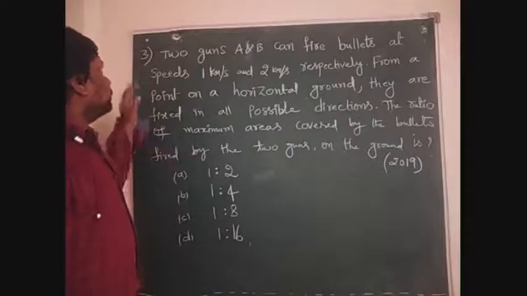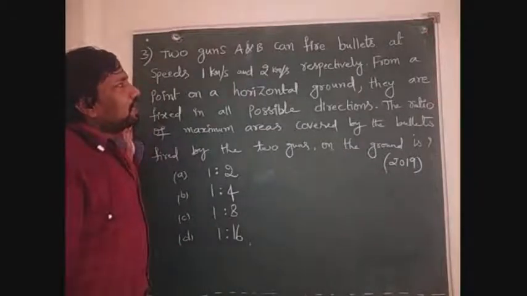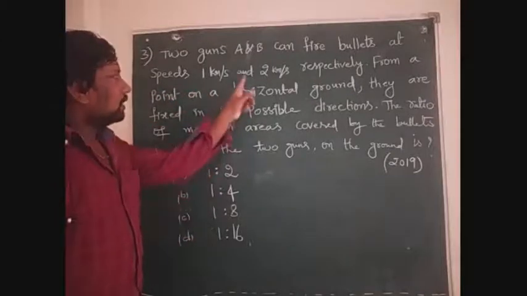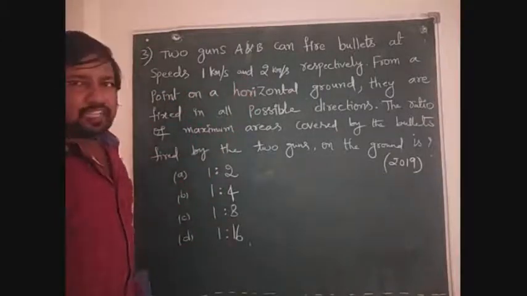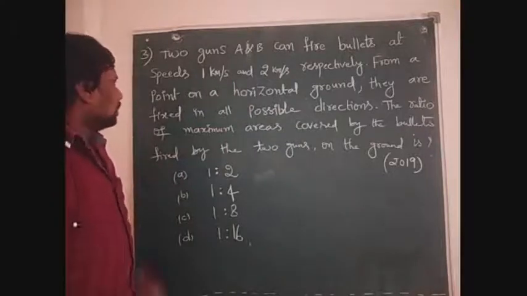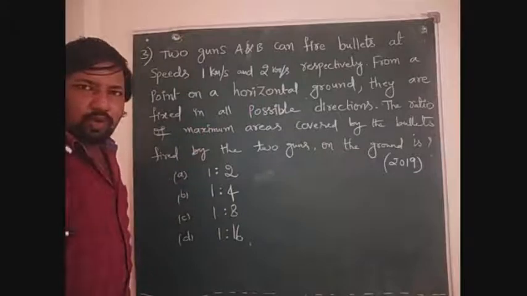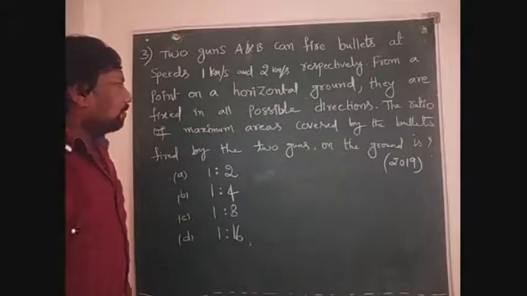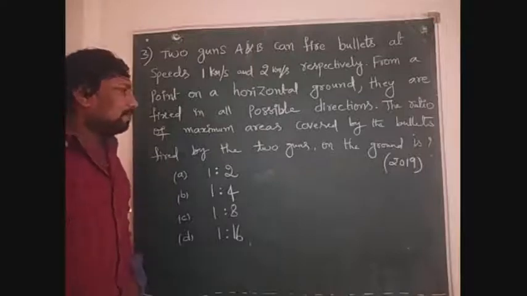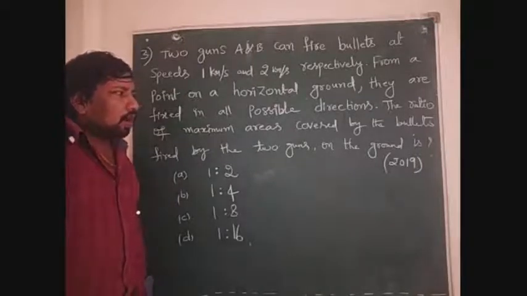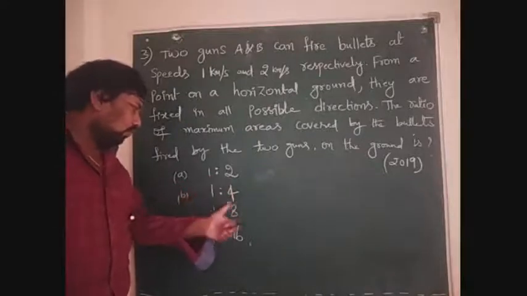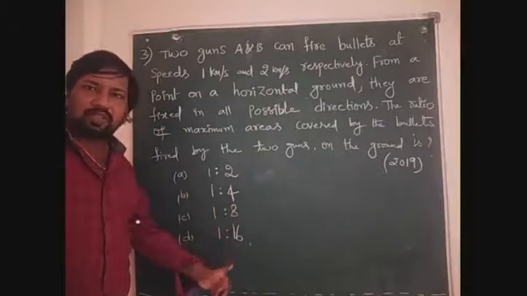Now problem number 3. Two guns A and B can fire bullets at speeds 1 kilometer per second and 2 kilometer per second respectively from a point on a horizontal ground. They are fixed in all possible directions. The ratio of maximum areas covered by the bullets fired by the two guns on the ground. Option 1: 1:2, 1:4, 1:8 and 1:16.